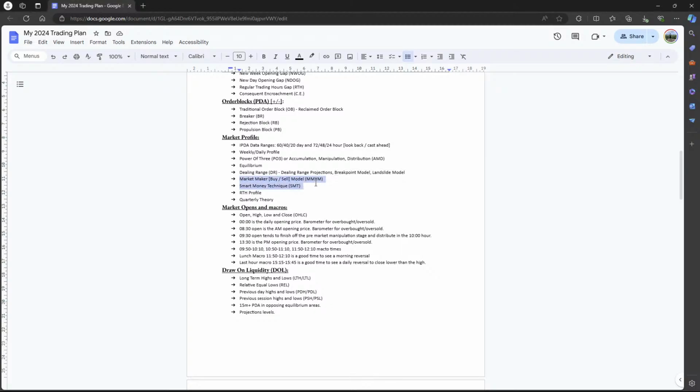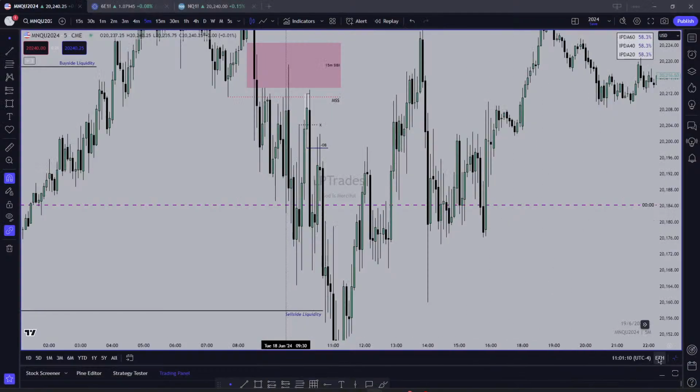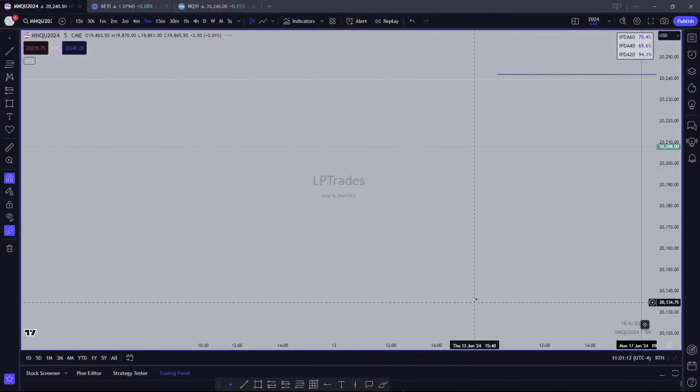There's a market maker buy model, smart money technique or SMT between the Dow, the S&P, and the Nasdaq. The regular trading hours profile, which is just if you toggle regular trading hours, I look at the regular trading hours gaps.